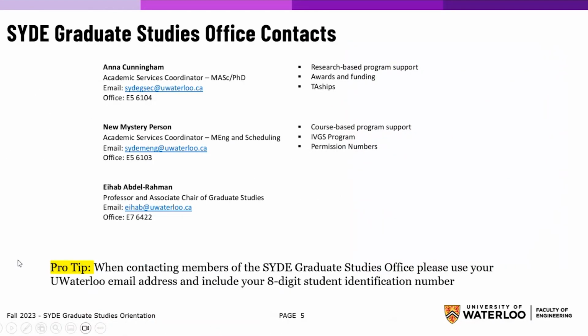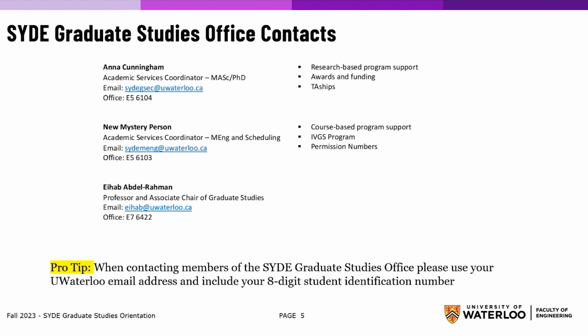There we go. So the Systems Design Graduate Studies Office, as I mentioned, is composed of Anna, who you've already met, that did this morning's session, and she is the Academic Service Coordinator for our MASc and PhD people. We also have our new mystery person who will hopefully be joining us sometime in the next month, as soon as we are able to hire someone, that will take care of our MN students, anyone who's here on the IVGS program, and they'll also handle permission numbers for systems design courses. So if you need to enroll in a course that requires a permission number in systems design, they would be your contact.